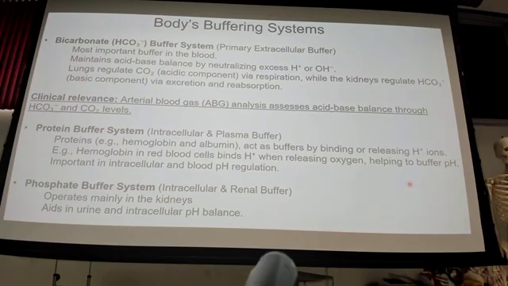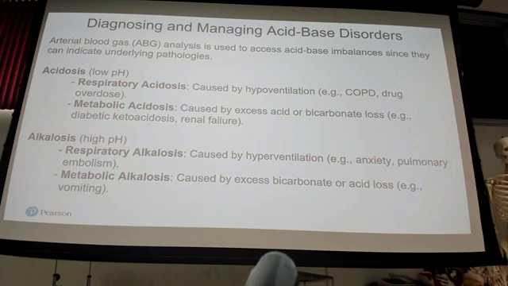So with the lungs, we either inhale or exhale. We exhale carbon dioxide, and in the kidneys, we either remove or retain bicarbonate, and that is what helps us maintain our body's pH. So when it comes to diagnosing arterial blood gases, we're looking at two conditions: acidosis or alkalosis. Acidosis is when we have too much acid of varying types in our body. Alkalosis is too much bicarbonate. And so there's a respiratory and a metabolic component of each of those.